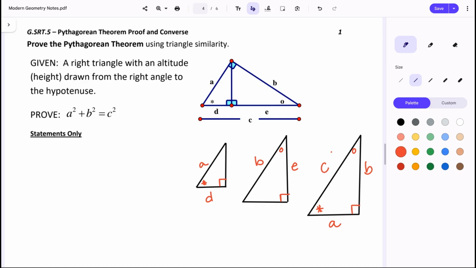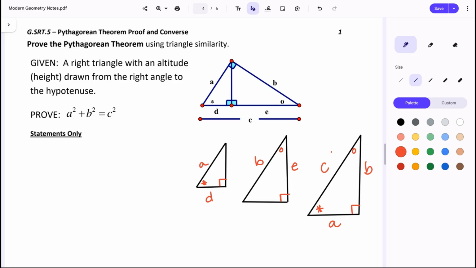Okay? All right, now we've used this before for geometric mean. Today I'm going to walk you through, still thinking back to that, how this applies to our Pythagorean theorem proof. So they're providing us with this given information that says a right triangle that has this altitude drawn from the right angle to the hypotenuse, okay?